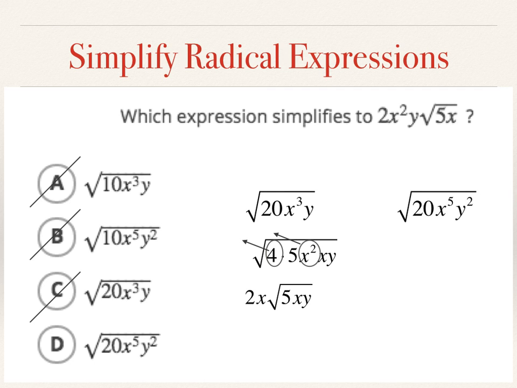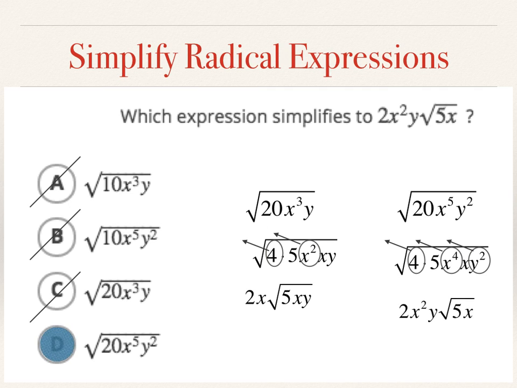We can prove it right here. We're going to rewrite each of these factors as a perfect square times something else. Let's take the square root of 4 out of the radical, the square root of x to the 4th, and the square root of y squared. What comes out of the radical is 2x squared y. What's left in the radical is 5x.